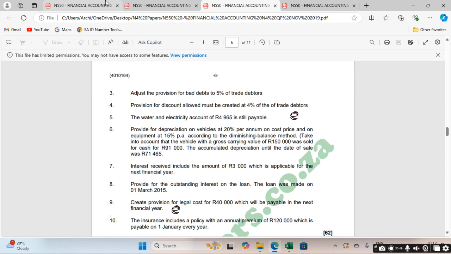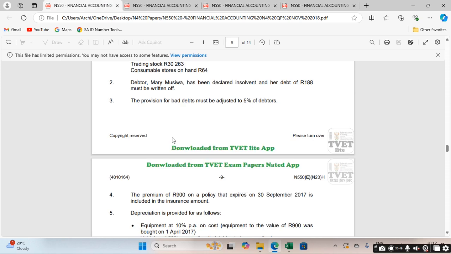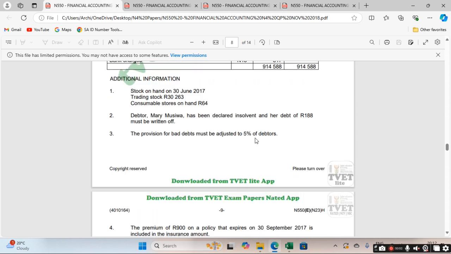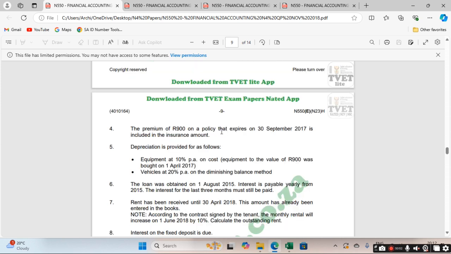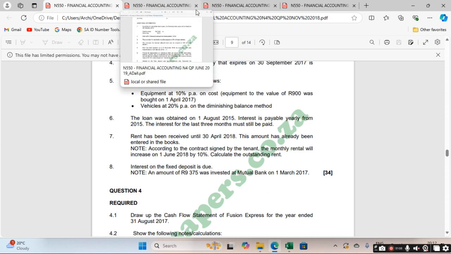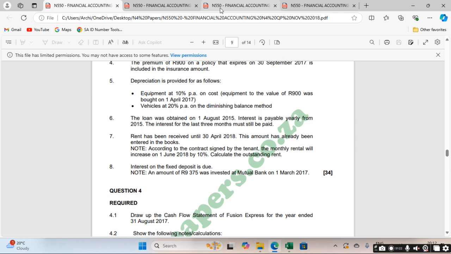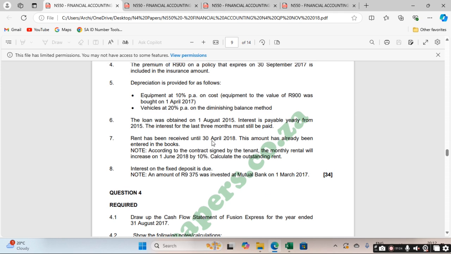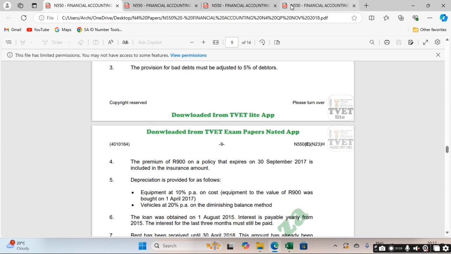Let's see the last question paper. 5%. The premium of 900 expires on... Okay. And then the loan obtained yearly, the interest for the last 3 months must be payable. Rent. Okay, interest. So I'll also be doing this question paper. I'll do all these 4 question papers on my next video, but I'll be moving extremely fast so that I don't find myself spending another 51 minutes on a question paper. So yeah, I'll be doing all these question papers on my next video.